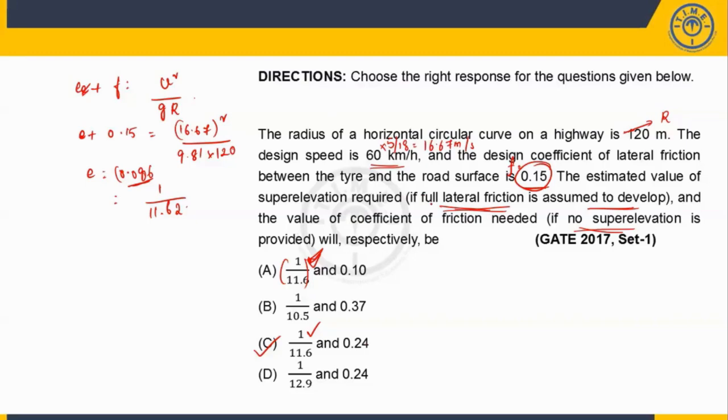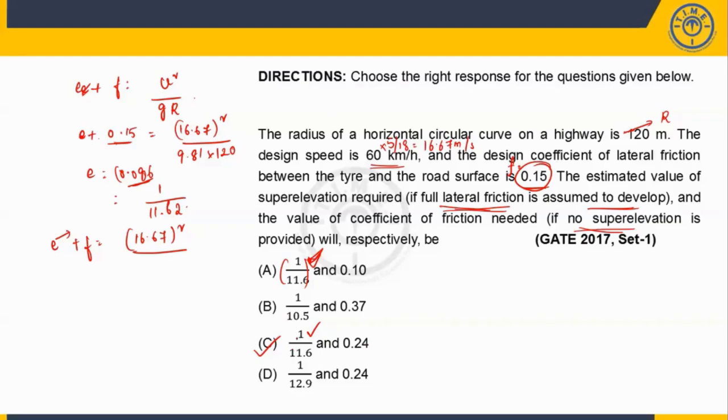The next reason is the coefficient of friction developed when no super elevation is acting. That is, e goes to 0 and f is equal to v square by gR. One thing is sure: when e is 0, this f should counteract for super elevation also. That is, f is greater than 0.15. Yes or no? Yes, sir.